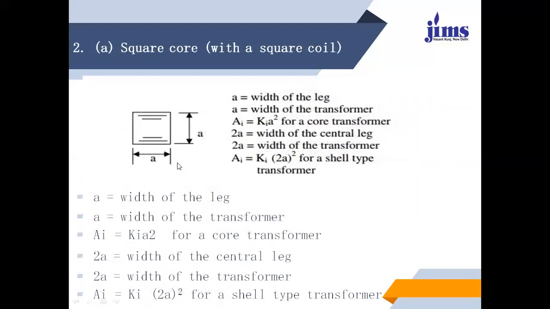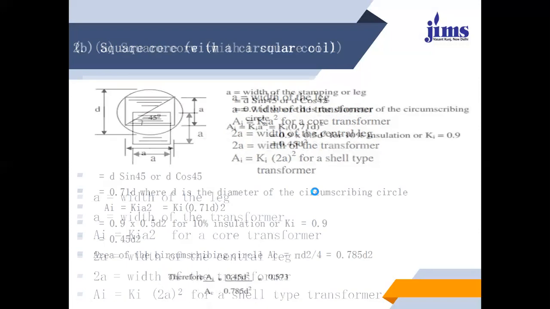Similarly, whenever we have to look at the square core type with a square coil, the size will be A by A. Both are A, so the width of the leg and the width of the transformer will be the same. So Ai equals pi A squared. Twice A is the width of the central leg for the shell type transformer, so Ai equals pi times twice A squared for a shell type core transformer.